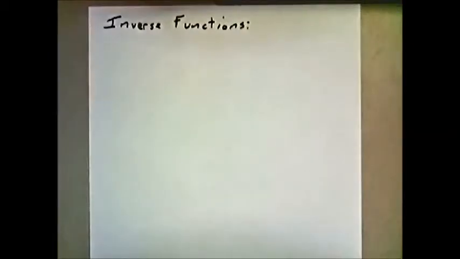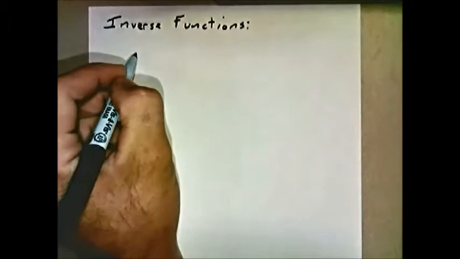Inverse functions. An inverse is something that undoes an operation in mathematics. So if you think about your basic four operations, addition and subtraction are inverses of each other. If I take a number and add 3 to it, and then subtract 3 from it, I would get the same number back. As well, multiplication and division are inverses of each other.